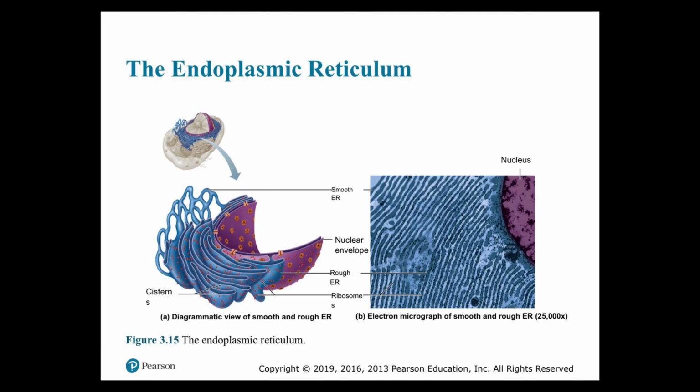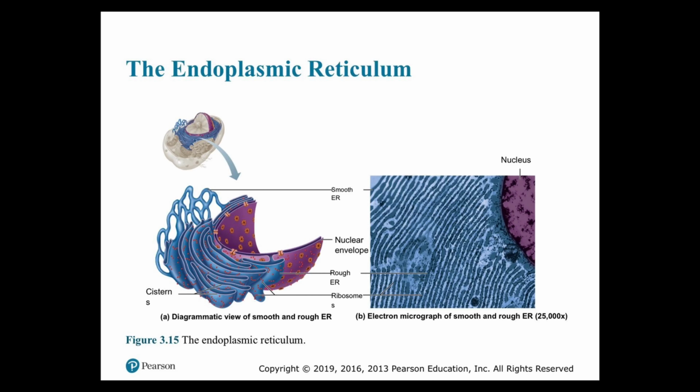Figure 315, the endoplasmic reticulum. So here, if you look at its position with respect to the cell, the purple part there is the nucleus. Notice how it's continuous with the nucleus, and the rough endoplasmic reticulum are continuous. In Figure A, you can see the cisterns of the rough endoplasmic reticulum. You can see the ribosomes on the outside, whereas the smooth endoplasmic reticulum is smooth in appearance.